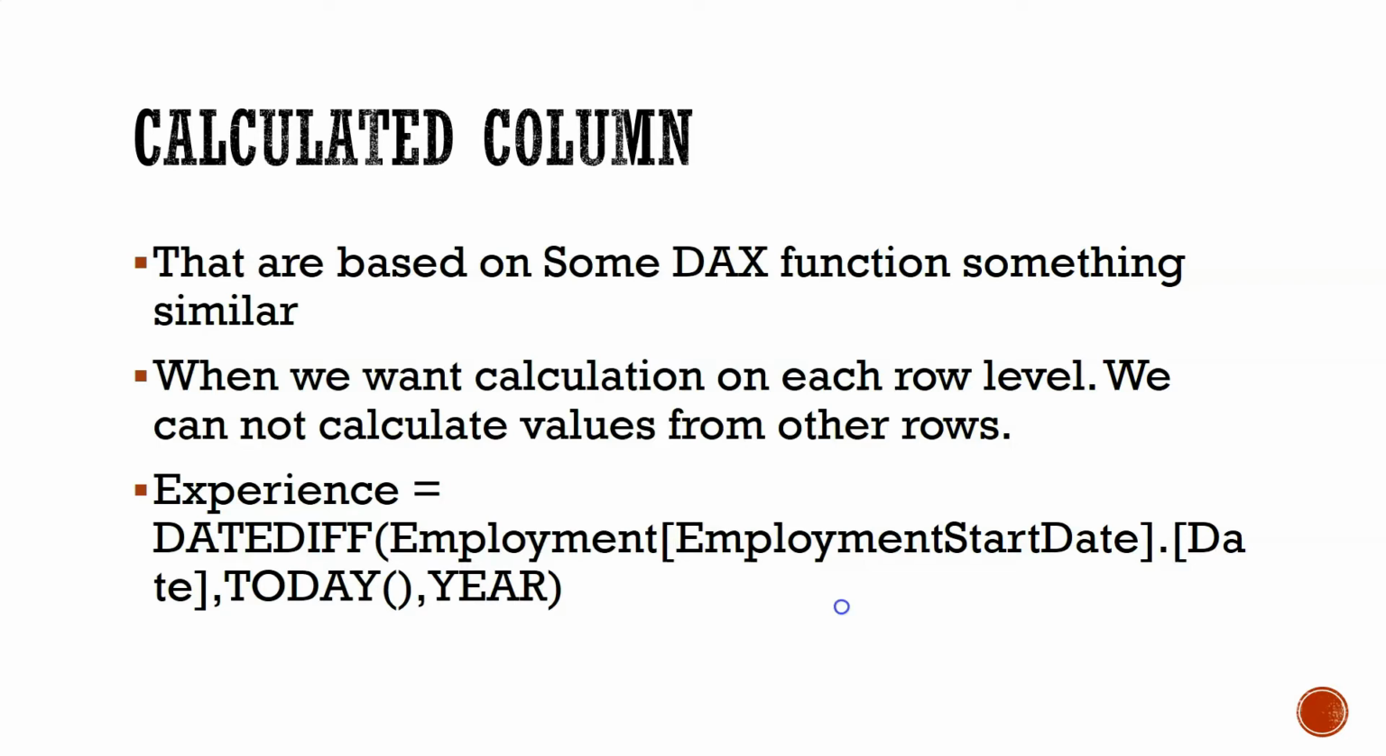So how we can get the experience, this formula will be used in the next section. First of all, we filter the date difference between the employee start date and today, so we extract the year from there, and we can get a calculated experience. This is an example of calculated columns, but remember that calculated columns have a different value for each row, so it is basically a row level operation.